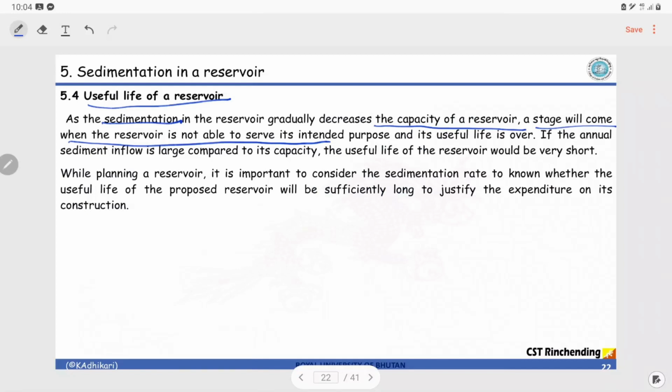Once it is not able to serve the intended purpose, the only way left is you do the complete removal of the sediments, which is going to be expensive, or you simply discard that reservoir. But it is going to take a very long time to happen.